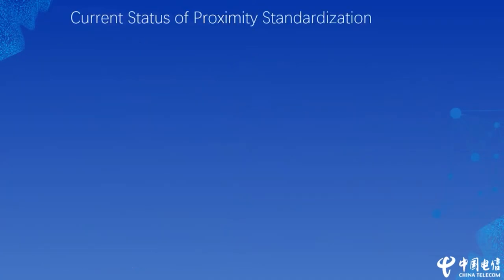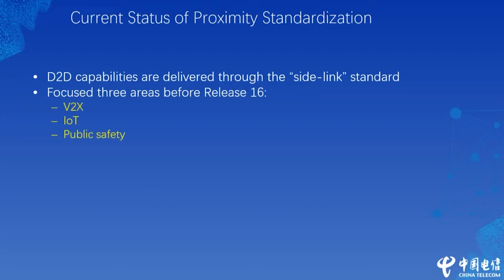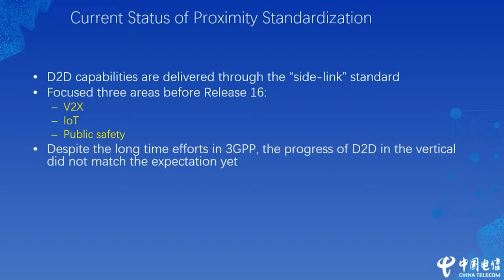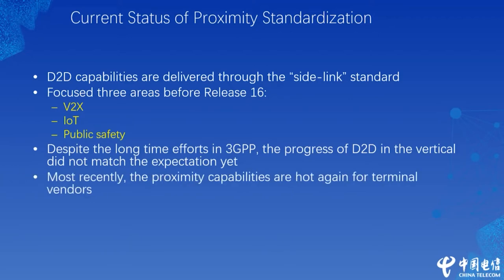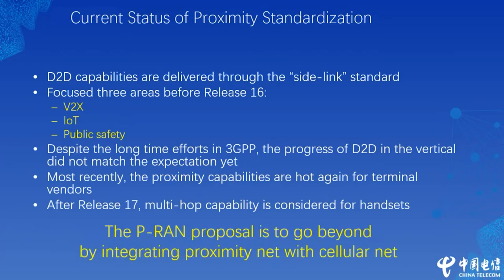The effort of proximity network is not completely new. The D2D capabilities are delivered through the sidelink standard, focused on three areas before Release 16, that is V2X, IoT, and public safety. Despite the long-time effort in 3GPP, the progress of D2D in the vertical industry did not match the expectation yet. Most recently, the proximity capabilities are hot again for terminal vendors. After Release 17, multi-hop capabilities are considered for handsets. The PRAN proposal here is to go beyond by integrating proximity network with the cellular network.